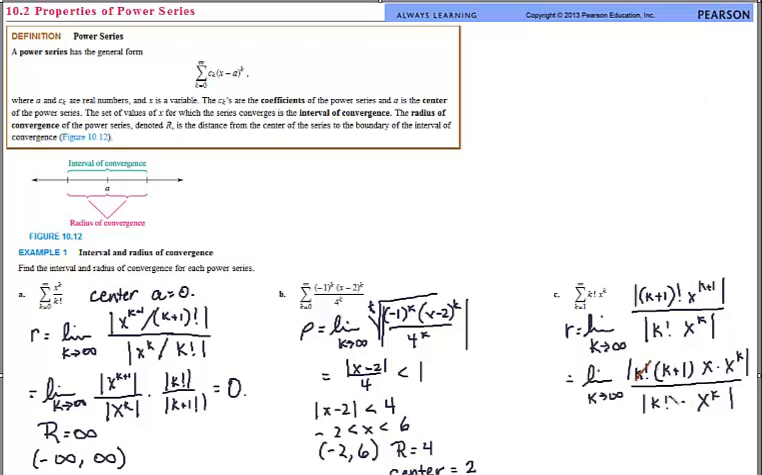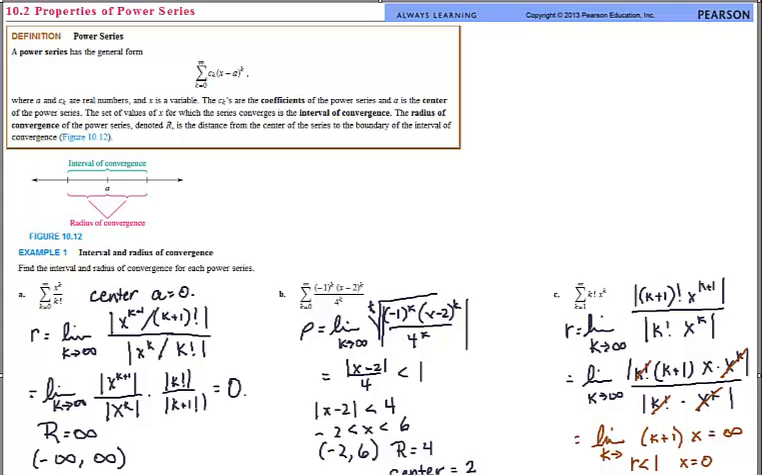Alright, I have the limit as k goes to infinity of this k plus 1 times whatever my x is, and this thing goes to infinity, which means that my power series, because my ratio then, the only way that I can satisfy this for r being less than 1 is for x to be equal to 0.